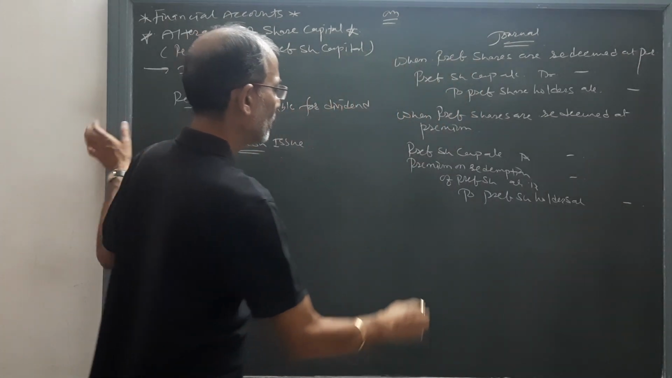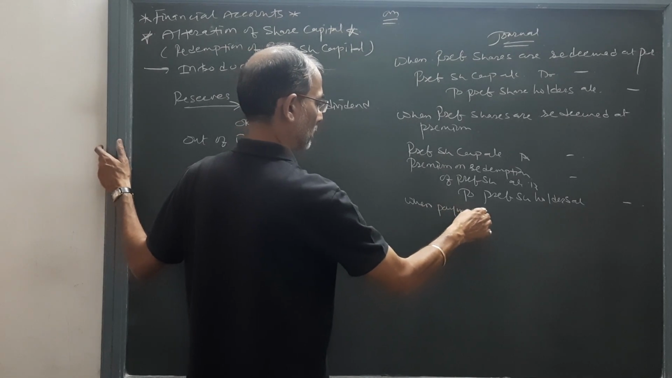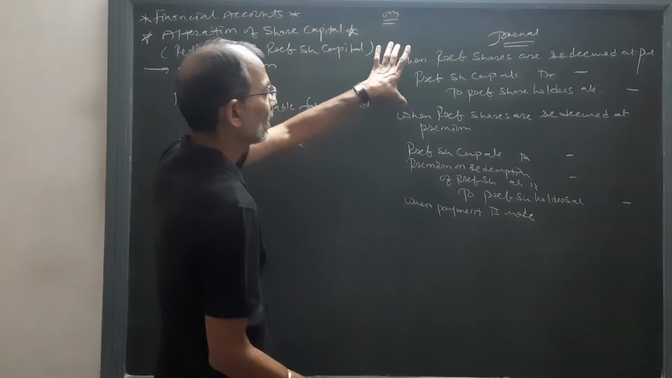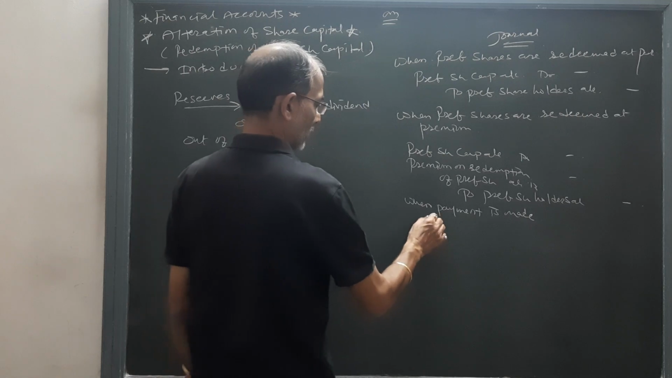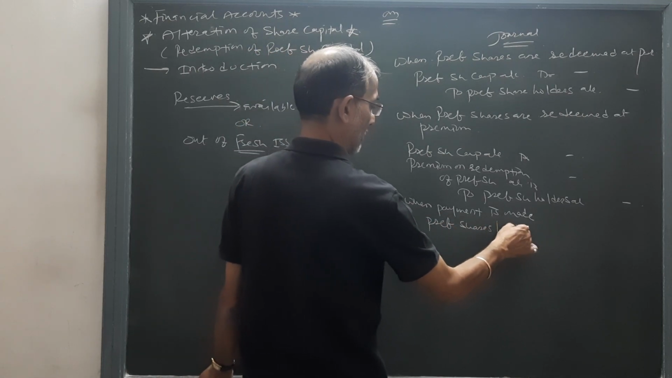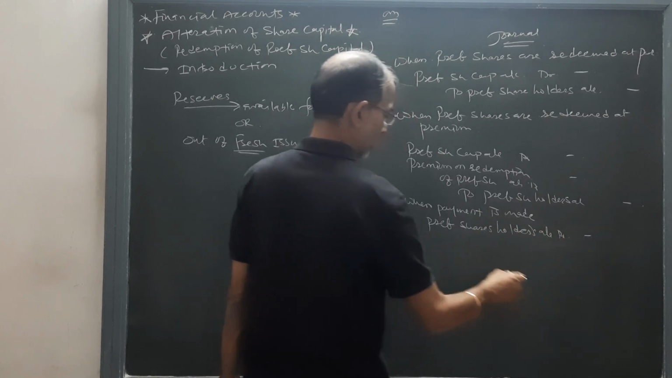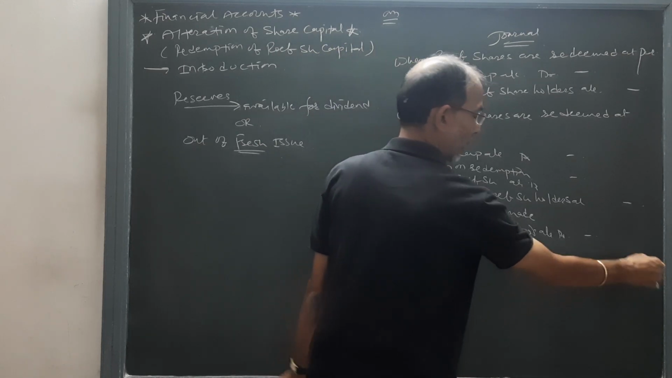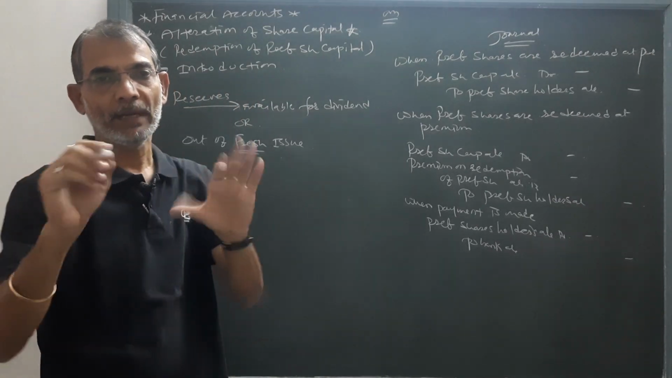Now when payment is made, whether in this condition or on that condition, preference shareholders account will be debited to bank account. Now payment has been made.